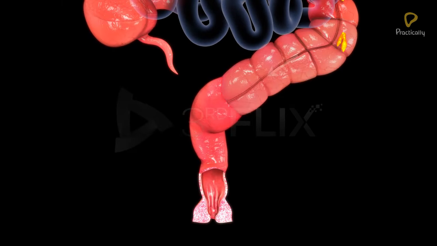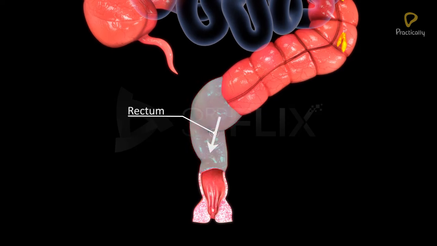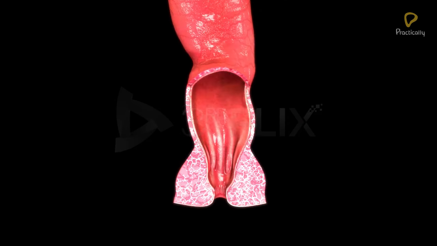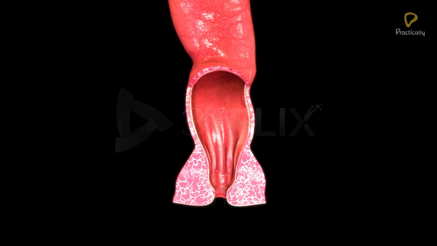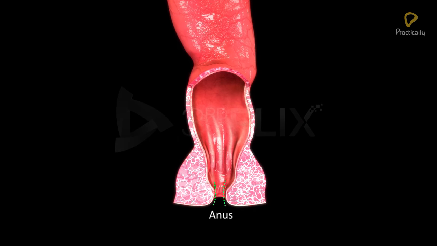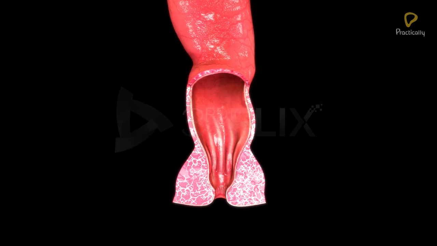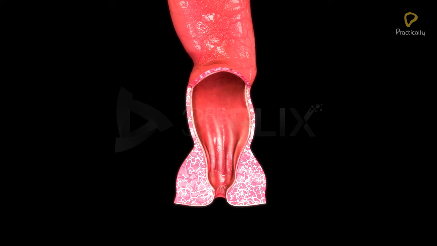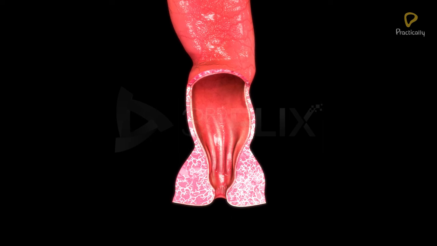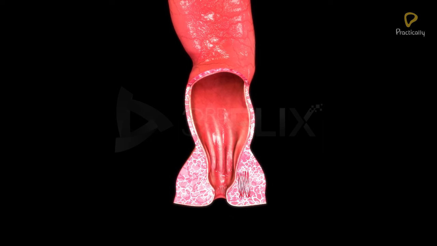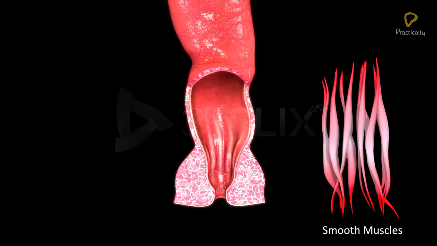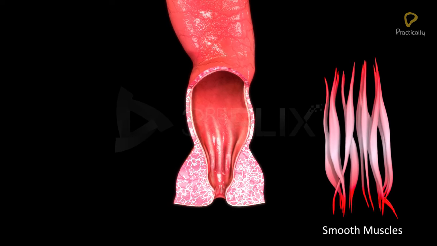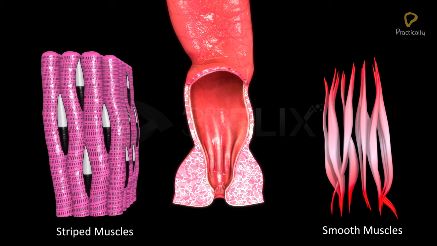The sigmoid colon opens into the rectum, which leads into the anal canal. The opening of the anal canal is called the anus. The anus has internal and external anal sphincters. The internal anal sphincter, or ani internus, is composed of smooth muscle fibers, and the external anal sphincter, or ani externus, is composed of striped muscle fibers.